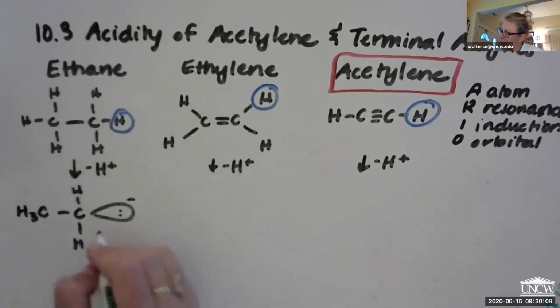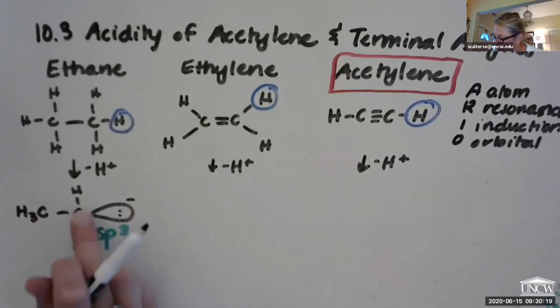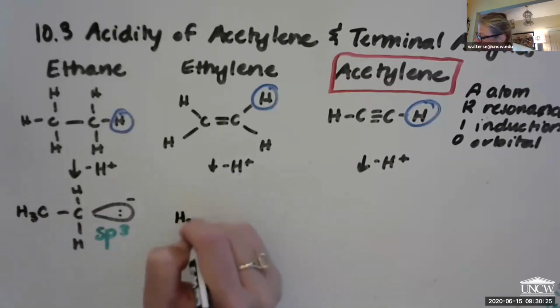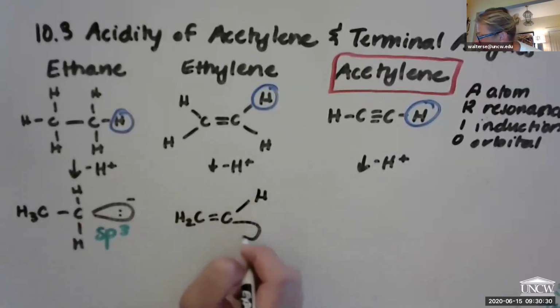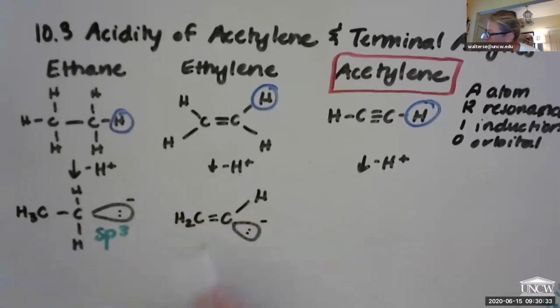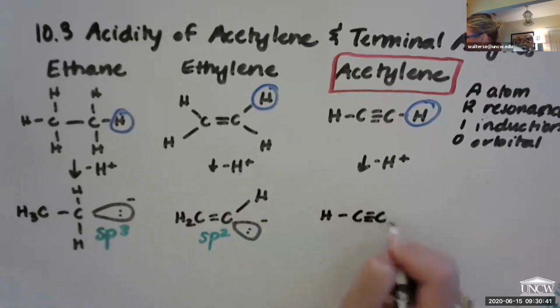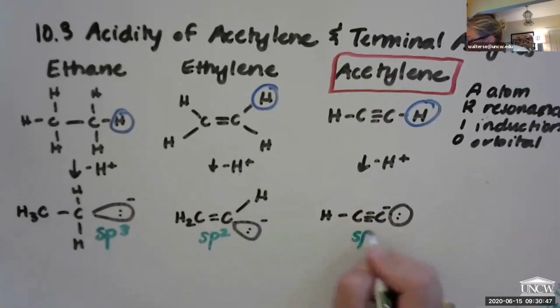you're going to have your lone pair in an sp3 hybrid orbital. I'm not showing the other small section of the orbital, but the electrons are going to predominantly be in the large lobe anyway. In ethylene, the lone pair ends up in an sp2 orbital. And in acetylene, it ends up in an sp orbital.